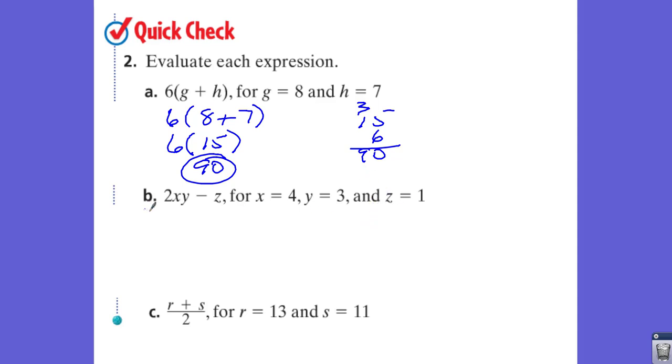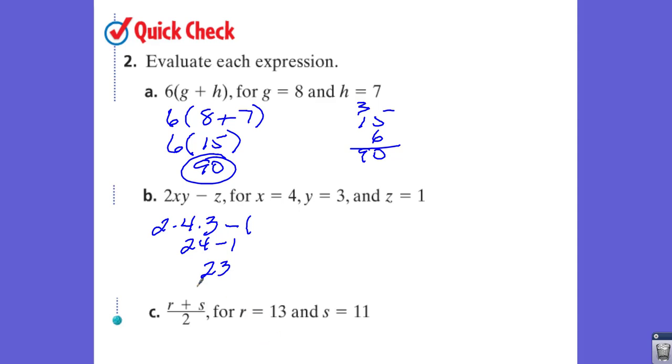Okay. Now B right here says I'm going to do 2 times x times y minus z. And sometimes it really helps if you actually say that out loud so you know what you're doing, or at least say it inside your head. So you get 2 times 4 times 3 minus, and then z is equal to 1. So 2 times 4 is 8, times 3 gives us 24, minus 1 gives us 23.